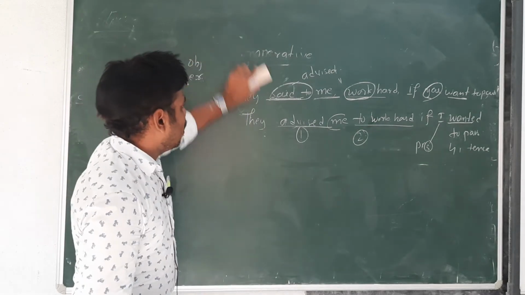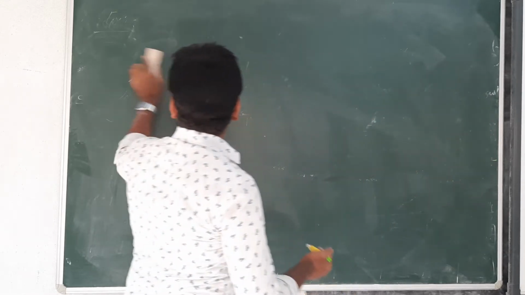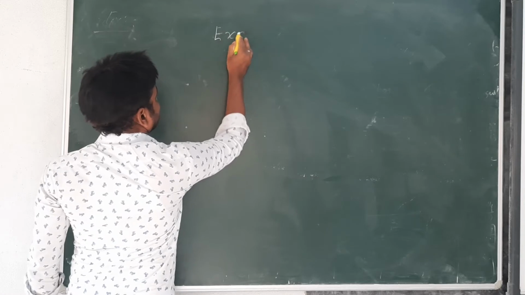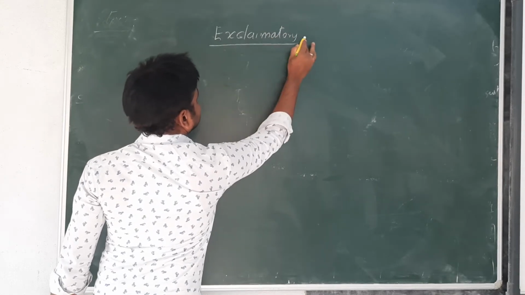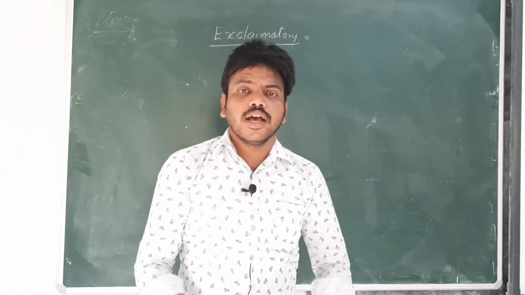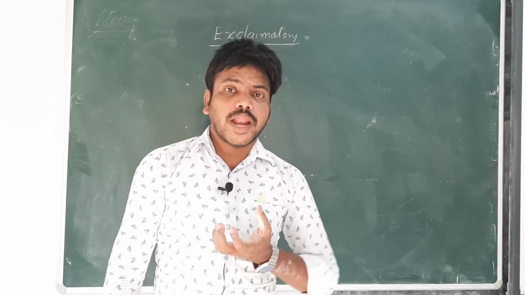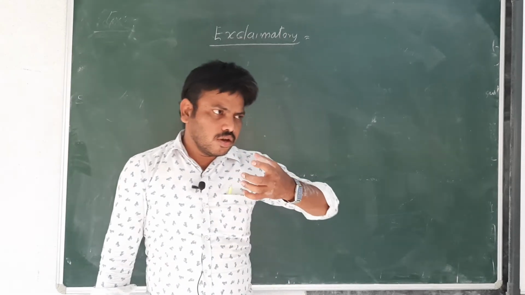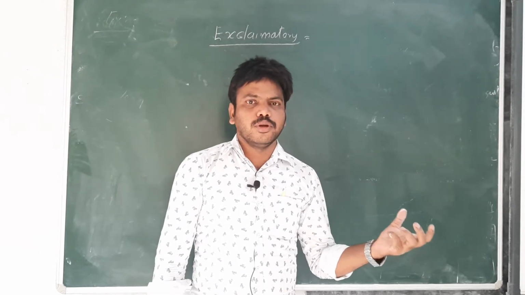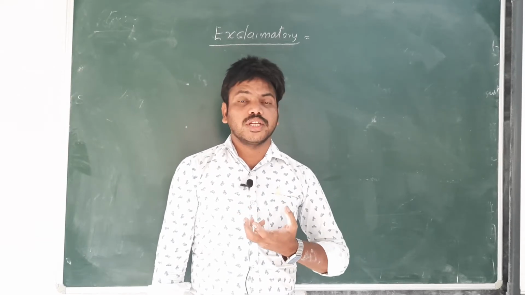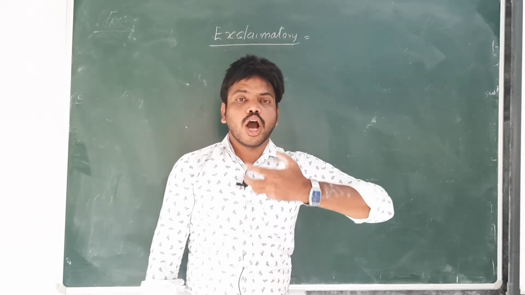Now let us see how to change direct and indirect speech in exclamatory sentences. What do you mean by an exclamatory sentence? It is sudden surprise and sudden feelings. We can't plan it; it comes suddenly. When we see a beautiful place, we feel one kind of happiness: "Wow, it is very beautiful! How beautiful a place it is! How beautiful a garden it is! How wonderful a scenery it is! How wonderful a place it is!"